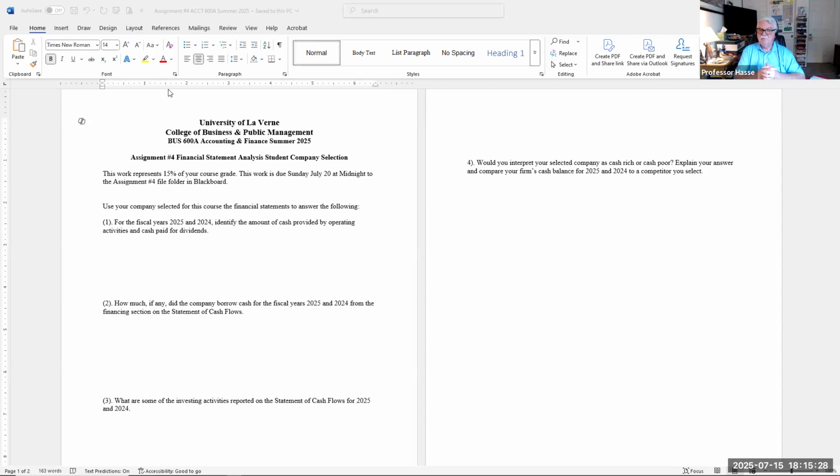Question number 2, how much did the company borrow for fiscal years 25 and 24 from the financing section of the statement of cash flows? How much did the company borrow?